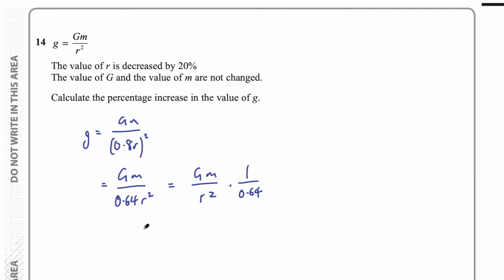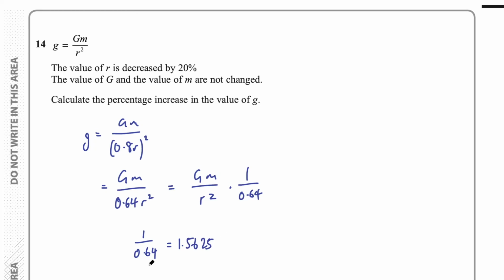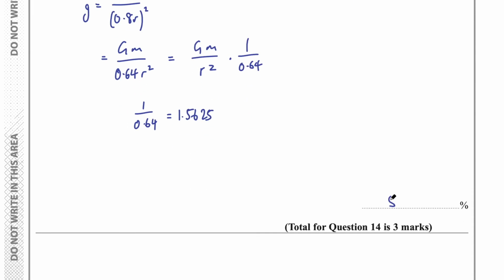So let me just write that out. So 1 over 0.64 equals 1.5625. If you multiply something by this, that's the same as increasing by 56.25%, right? So if you multiply something by 1.5, that's an increase of 50%. So this is going to be an increase of 56.25%. And that was question 14 for 3 marks.